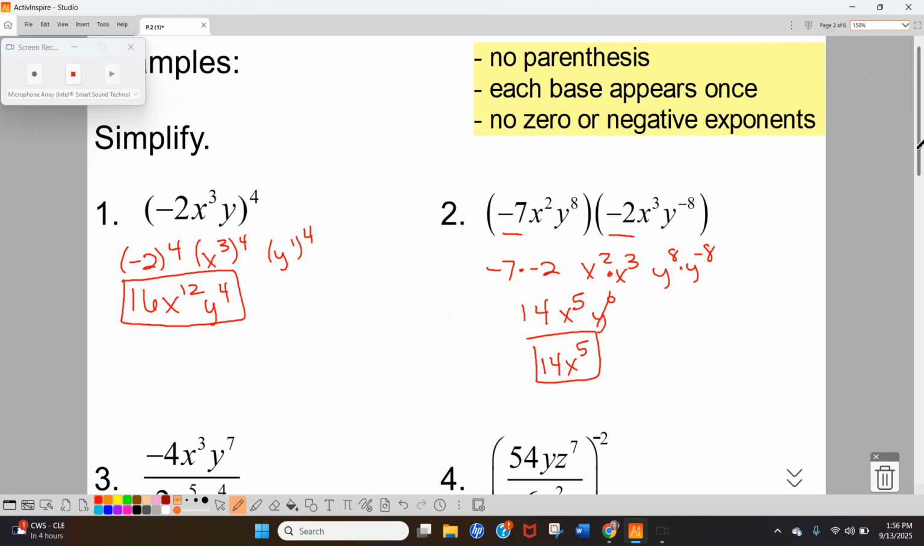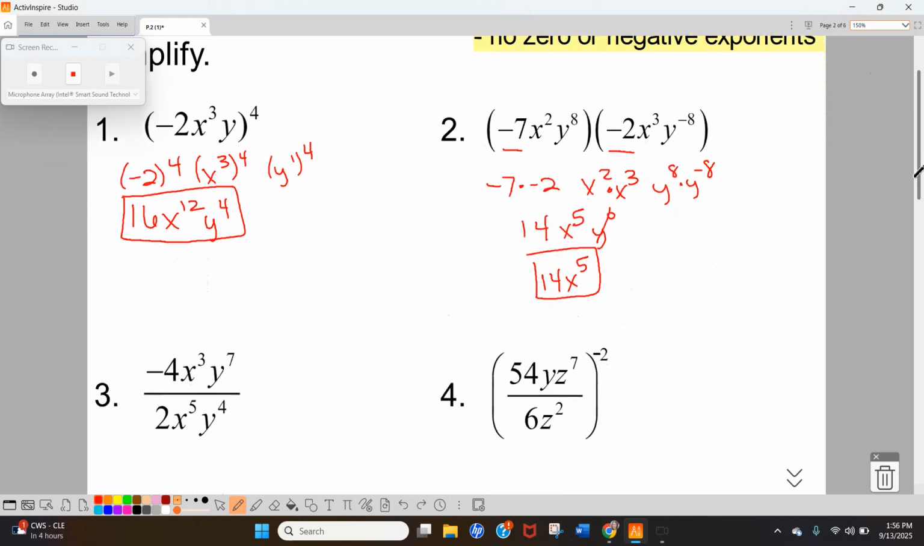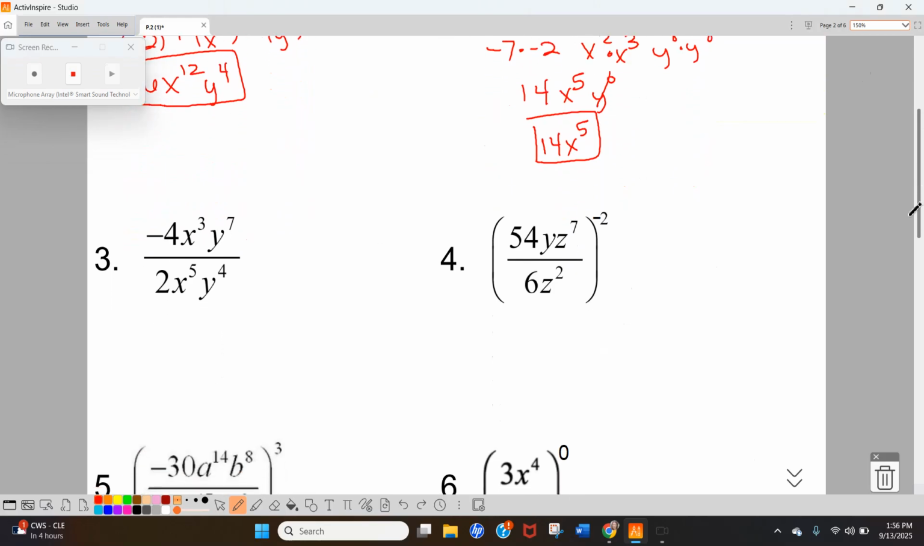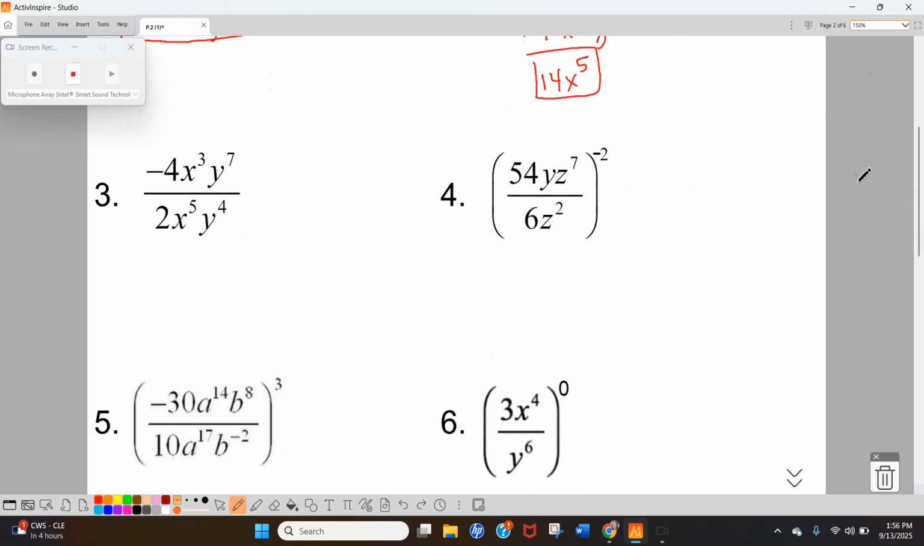All right, I know if I get to talking too fast, y'all just make sure that you pause, rewind, whatever you need to. All right, here, this is just a big division problem. Remember, a fraction bar just means divide. So again, we're going to divide like pieces.